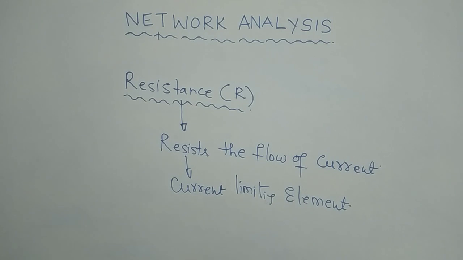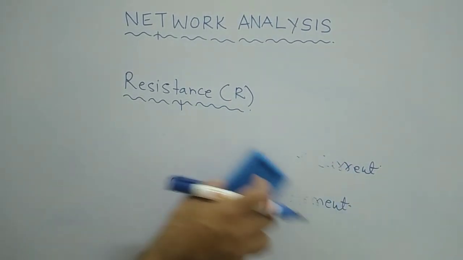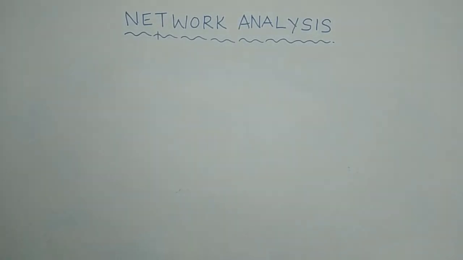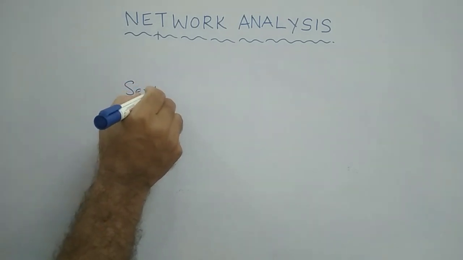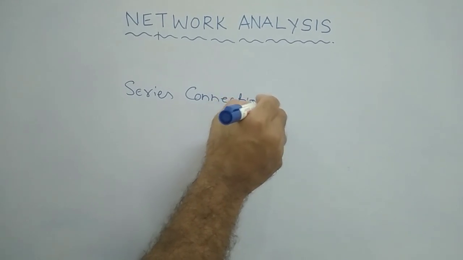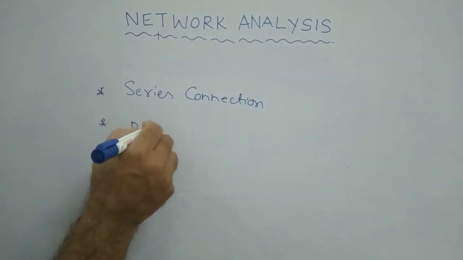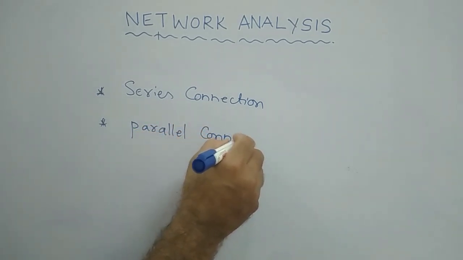So how can these resistances be connected? What are the combinations available? As you already know, these resistances in any given electrical circuit can be connected in two possible ways. One is the series connection and the second one is the parallel connection, right? One is the series connection.